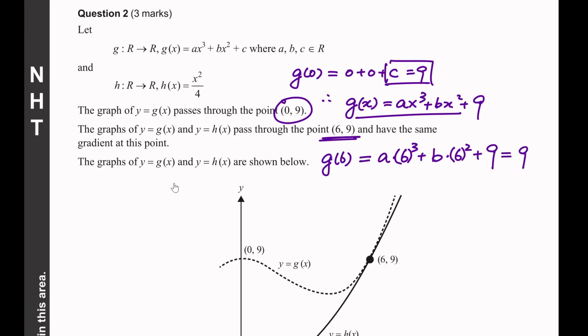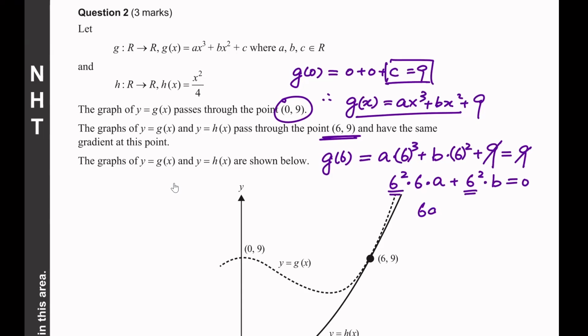So actually you will get 6 squared times 6 times a plus 6 squared times b equals 0. So you could say, all right, divide everything by 6 to the power 2, you get 6a plus b equals 0. So b equals minus 6a. But you still need another equation to find a and b values.